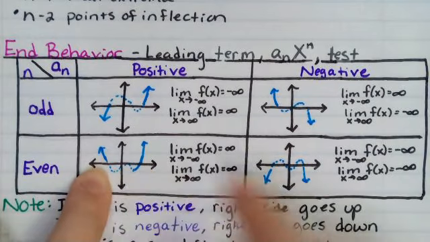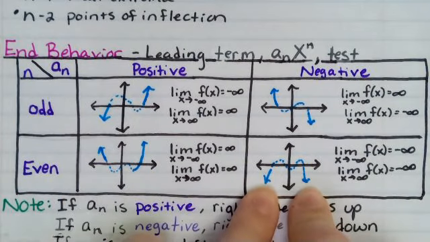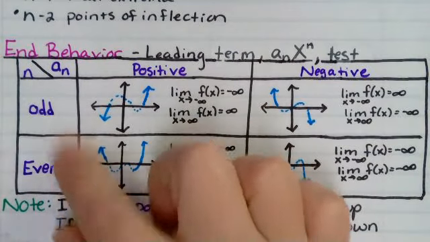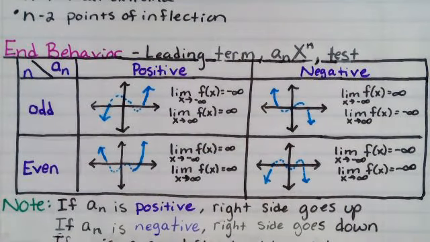Okay, they either both go up or they both go down. So that's the first thing I want you to notice. Look at odd or even exponent, and it tells you, do the ends go in the same direction, or do they go in different ones?